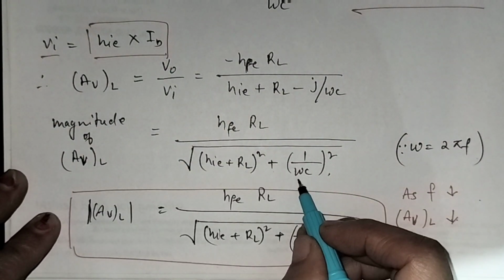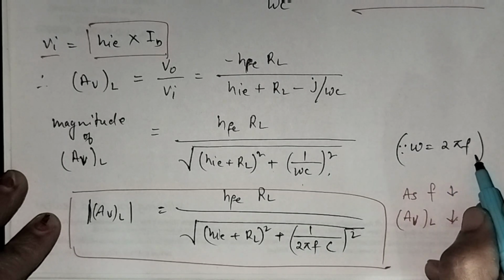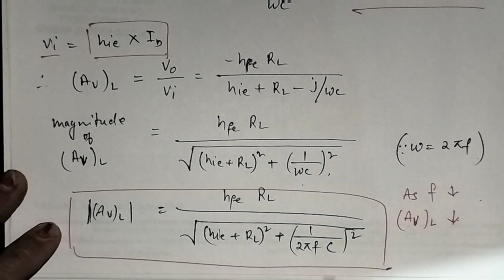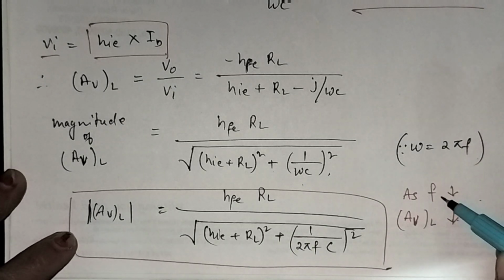Now we'll put in the value of omega. Omega is 2 pi f. So the final expression for the magnitude of voltage gain will be this. By observing this, we can find that if we decrease the frequency, the voltage gain also decreases.